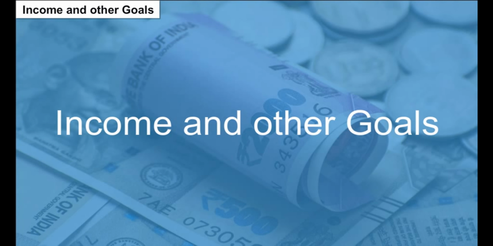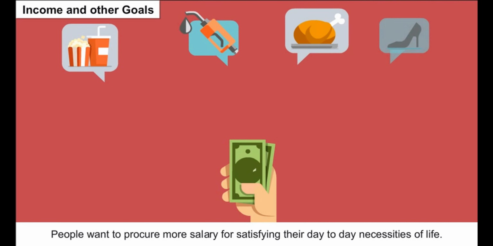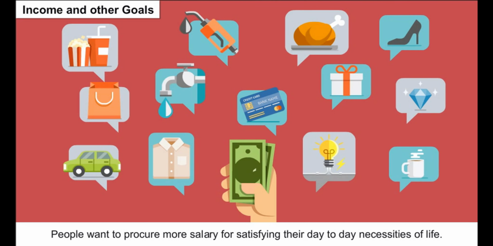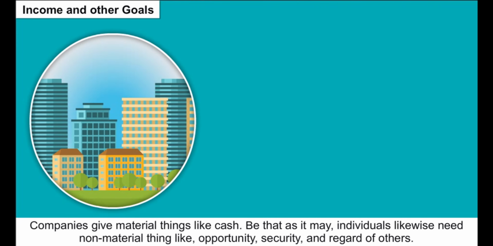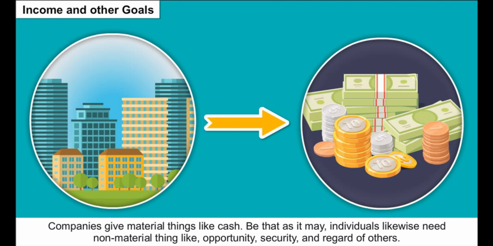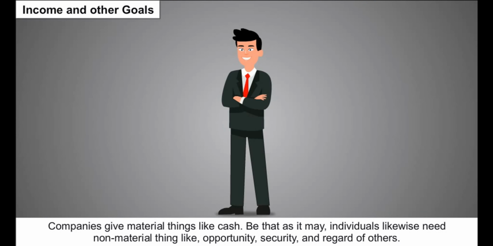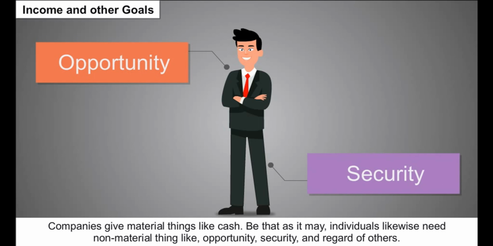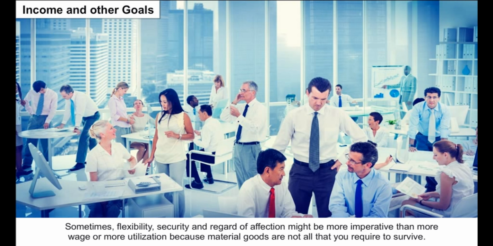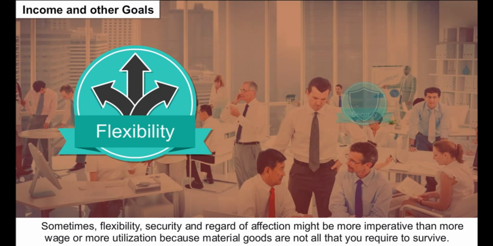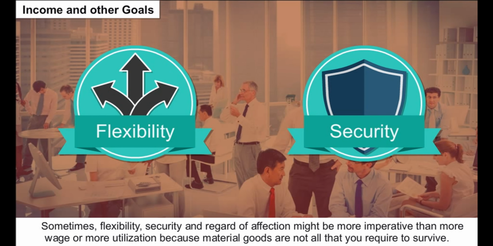Income and other goals. People want to procure more salary for satisfying their day-to-day necessities of life. Companies give material things such as cash. But individuals also need non-material things like opportunity, security, and respect of others. Sometimes freedom, security, and respect of others might be more important than more wage or more consumption, because material goods are not all that you require to survive.